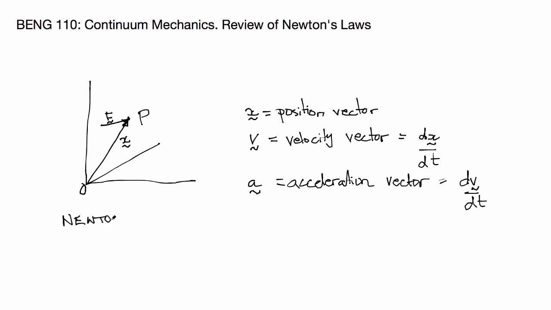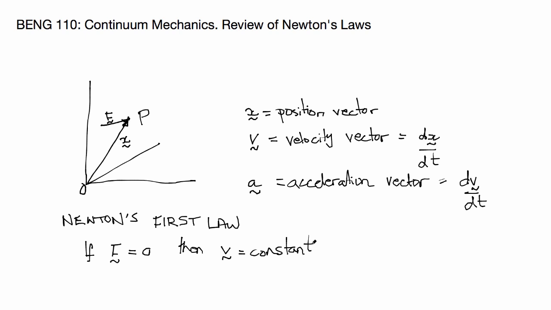So let's start with Newton's first law. Remember, this is the one that says that a body in motion remains in motion. So that translates in our notation to if F is equal to 0, so there's no external forces acting on P, then v is equal to a constant. Newton's second law, this is the famous F equals ma, is the case when F is not equal to 0.